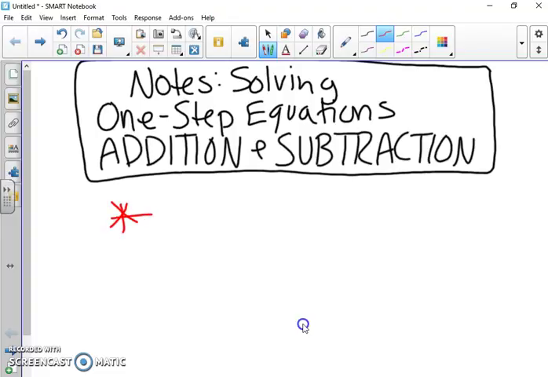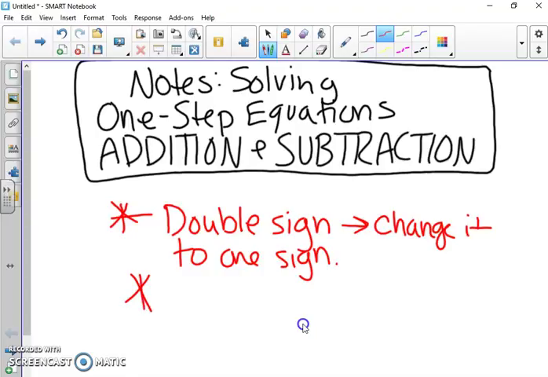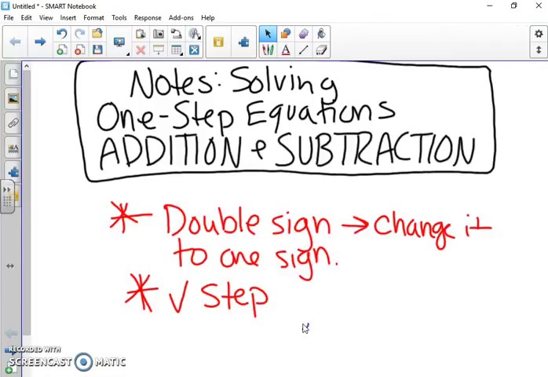Another biggie to remember is that we need to get rid of that double sign first. So if there is a double sign, change it to 1. And the other biggie here is to always do the check step. You should get a 100 on this because you can check every single answer using your calculator.